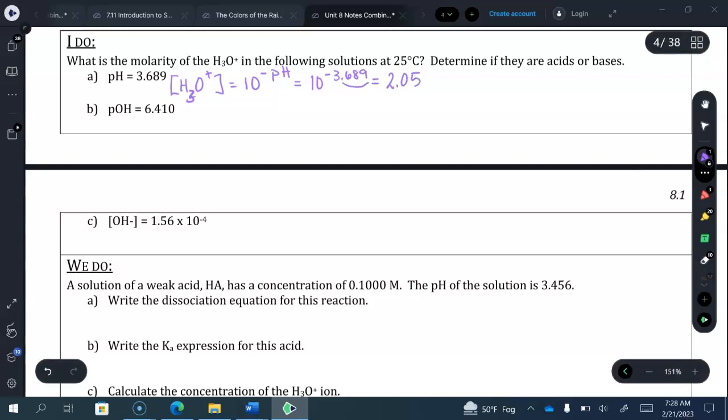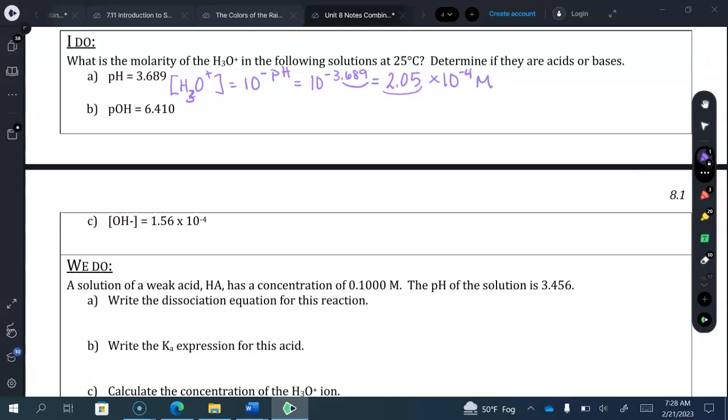Plugging that into your calculator, you should get 2.05 times 10 to the negative 4 molar. 3 decimal points gives us 3 sig figs. It's an exponential rule. I will say that on the AP test, remember that the FRQ is where you would see sig figs being counted for points, and there's only 1 point on the FRQ that is associated with significant figures. So this would be our final concentration for hydronium ion, and since the pH is less than 7, this tells us that this is an acid.